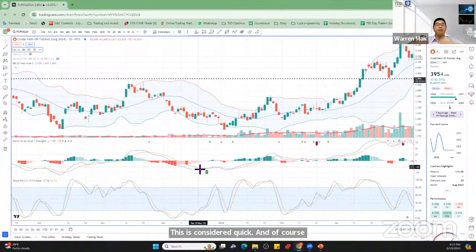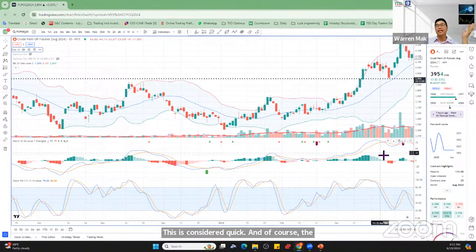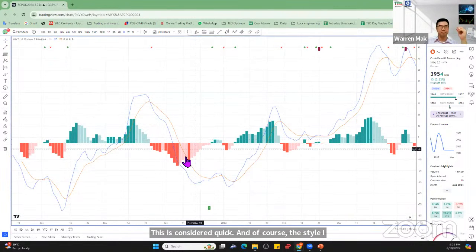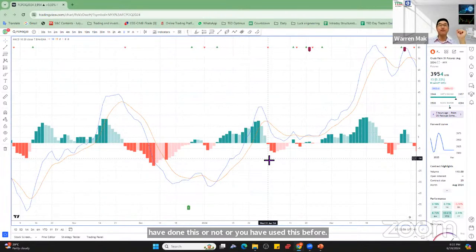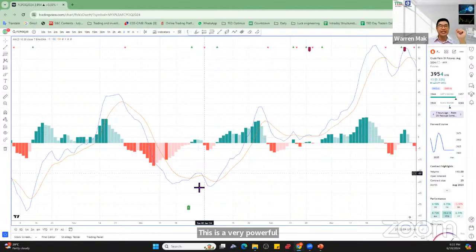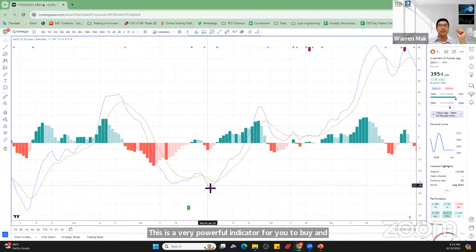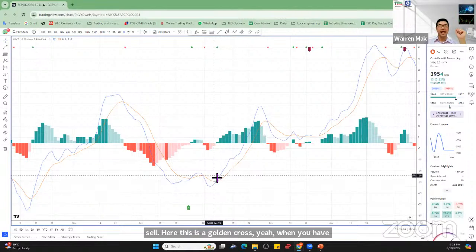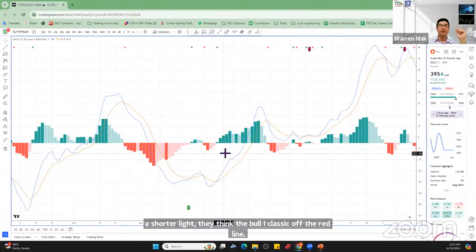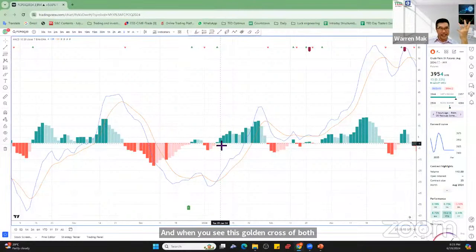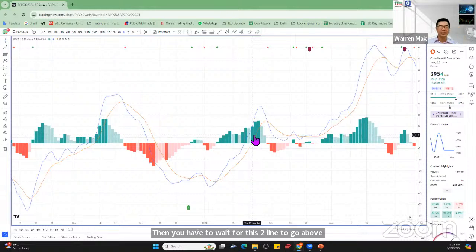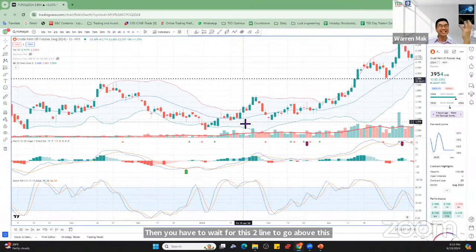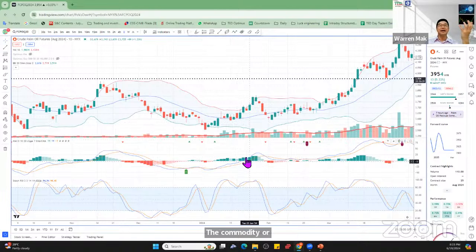And of course, just now I talked about momentum. I don't know whether you have used this before. This is a very powerful indicator for you to buy and sell. Here, this is a golden cross, when the shorter line, the blue line, cuts across the red line. When you see this golden cross, here technically it is already green. This is considered bullish. But if you want to be very, very bullish, you have to wait for the two lines to go above the so-called zero line. This is the period the commodity, stock or index is considered more bullish.